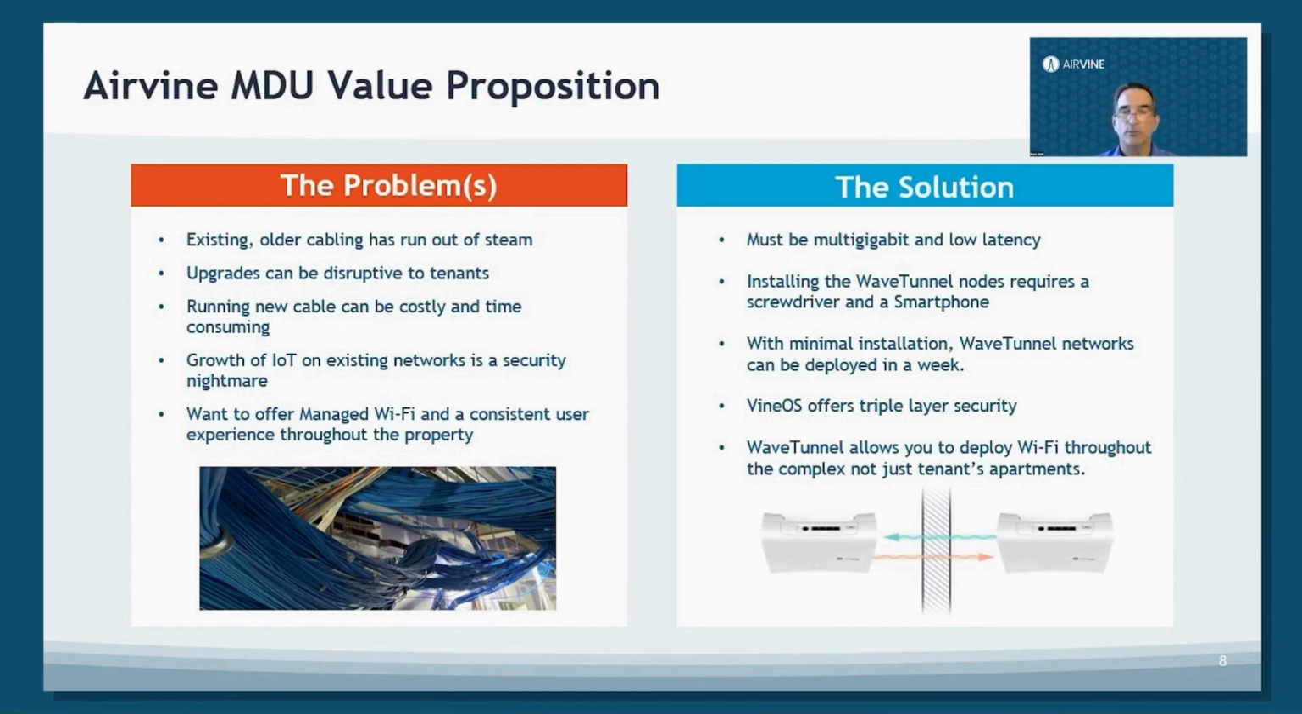You'll also be able to put this network all throughout your property. It can be in the laundry rooms. It can be giving you access in the pool area. It can be giving you access in common areas. Once you deploy the WaveTunnel network throughout your complex, you get a consistent guest experience and less resident churn.